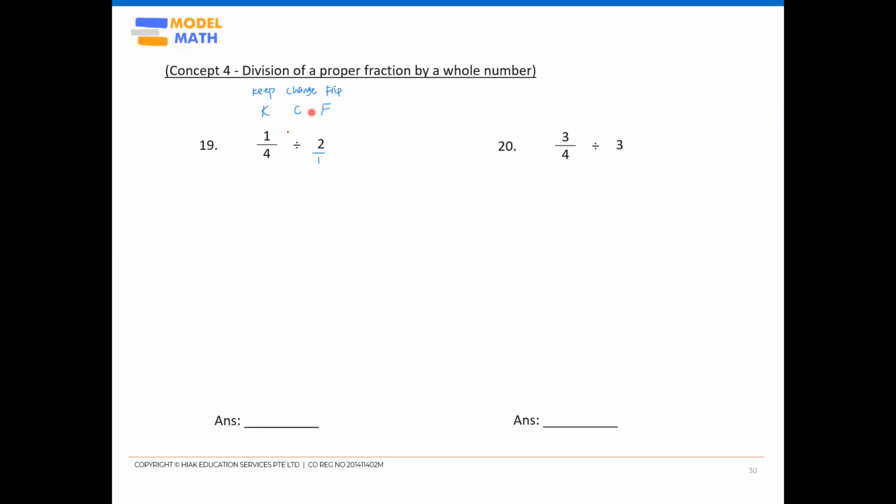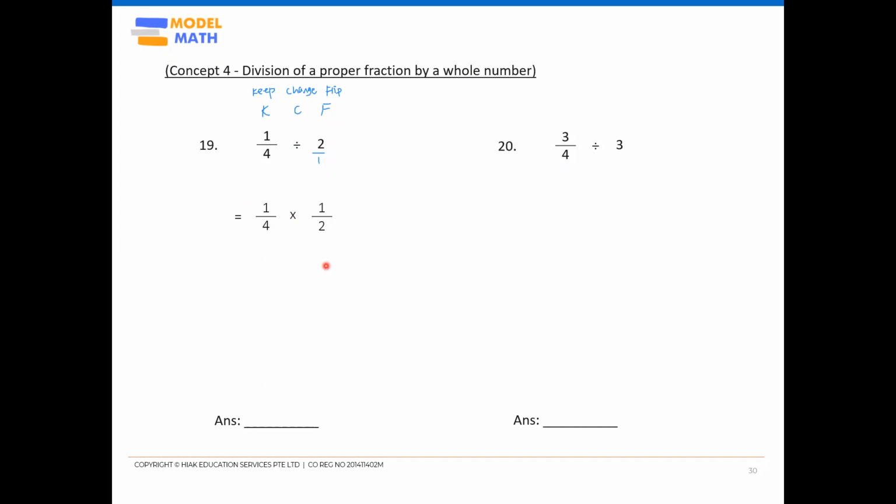All right, so let's go on to do the KCF. Keep, meaning to keep the 1 out of 4. Now, the middle one is change. So divide, I'm going to change it to times. Flip: this was 2 out of 1, but now I'm going to flip it over, and it becomes 1 out of 2.